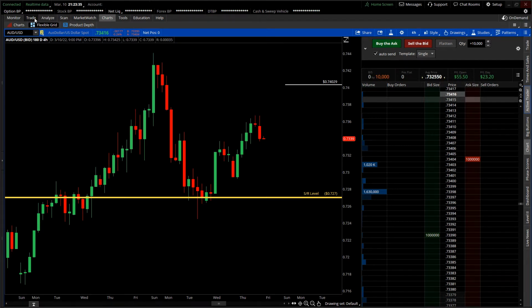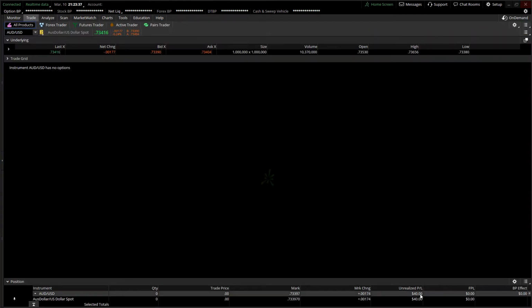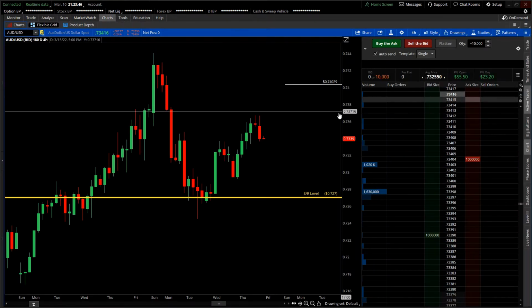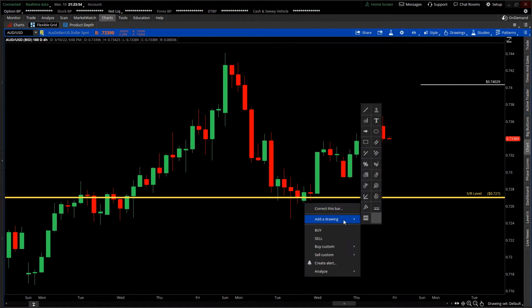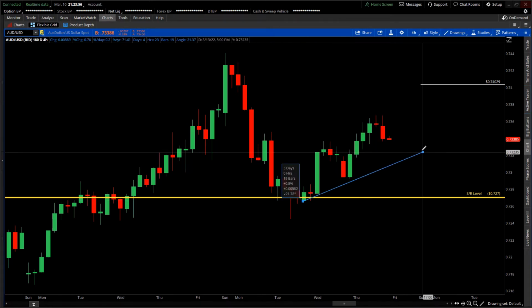And if I click on the trade tab right here, this is the most recent P&L from my last trade. So I was up $40. Now, even though I'm out of this trade, I'm still looking to get back in. And what I'm seeing here is this pattern, this wedge.